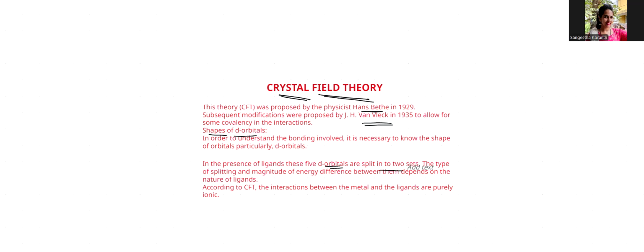Now, there are 5 d orbitals. Let me talk about the coordinate axes, x, y, and z. Let me take this as the x-axis and this as the y-axis. Now, the d orbital which is oriented in this direction, in between the y and the x axis, you can see the lobes are oriented between these two axes. So this is called dxy.